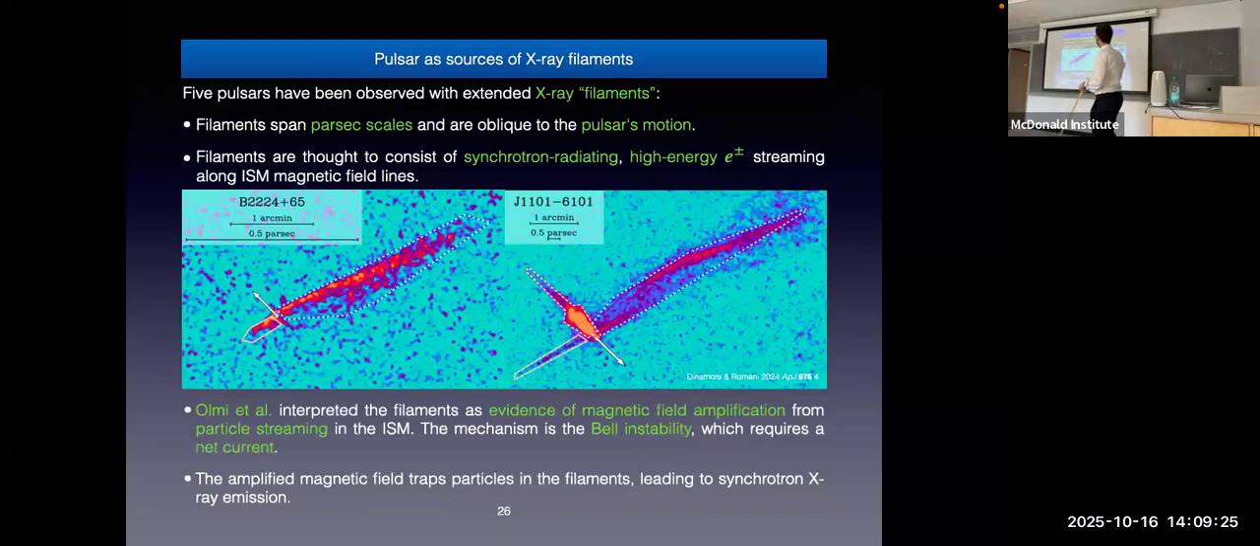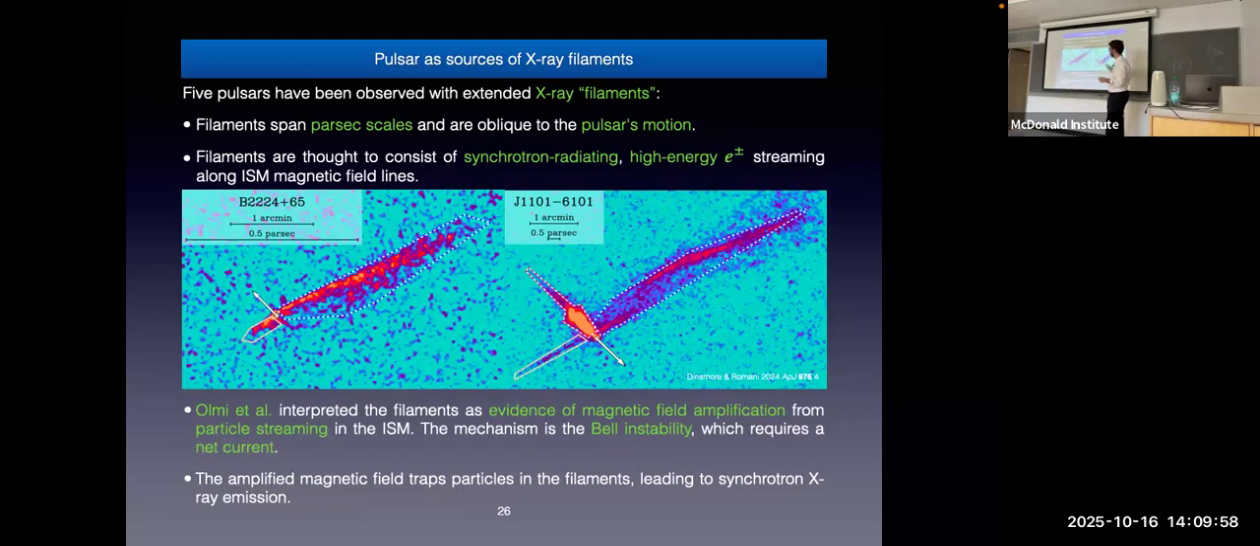Another object that has been recently detected that seems to have some sort of similarity with the TeV halos are these X-ray filaments that have been detected around a few pulsars, which in this case are interpreted as, again, the electrons and positrons produced by the pulsar that travel along a local magnetic field line, and they perform synchrotron radiation and produce the X-rays that we detect. Again, the size of these objects is a few parsecs, even 10 parsecs for some of them.